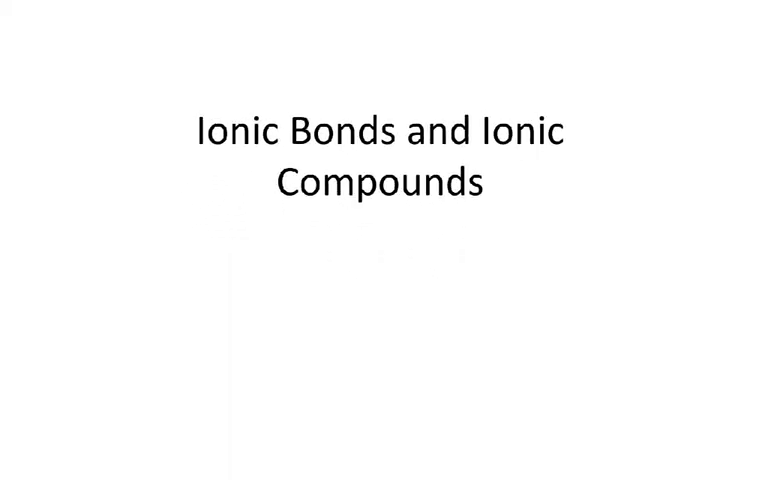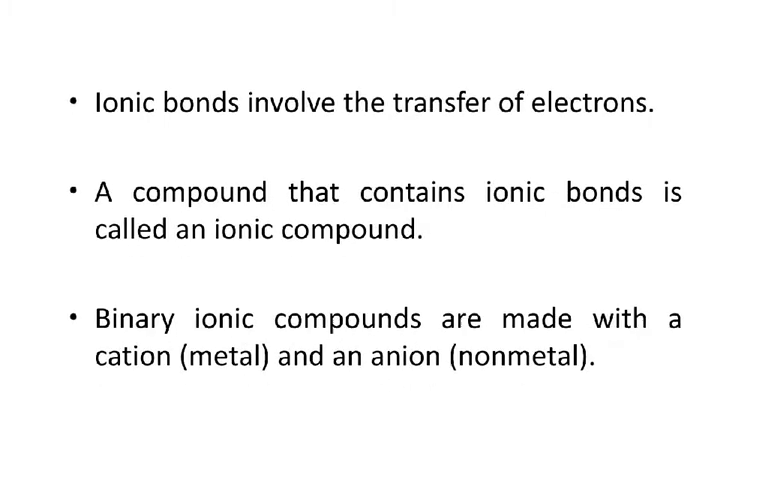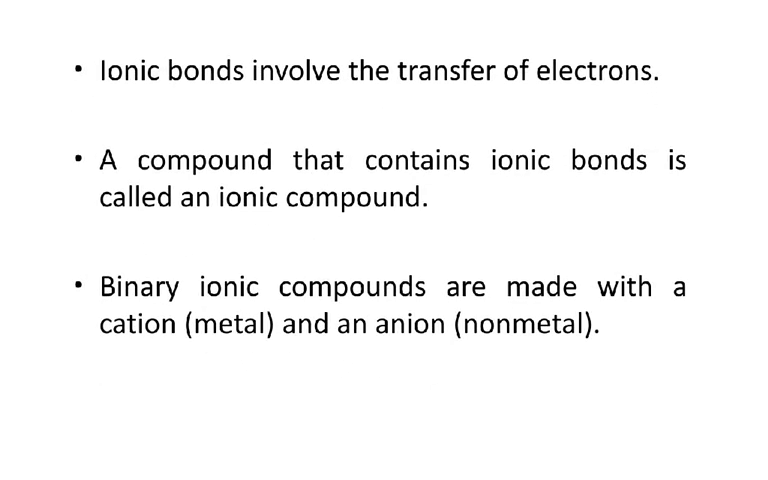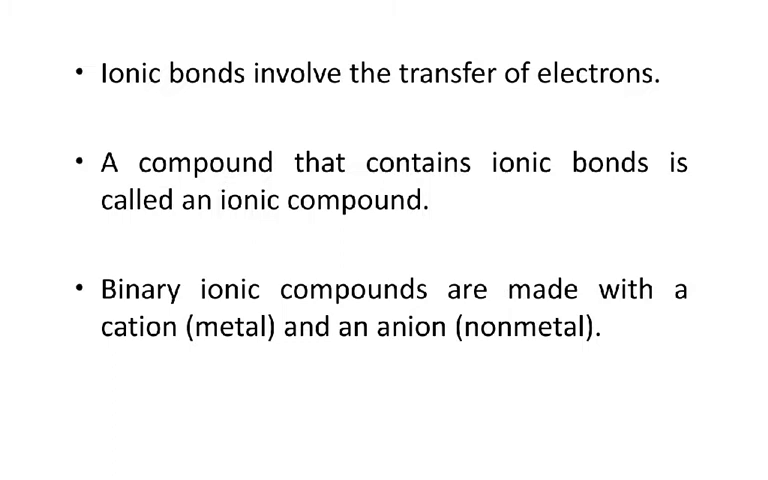Okay, tonight's notes are ionic bonds and ionic compounds. Ionic bonds involve the transfer of electrons. A compound that contains ionic bonds is called an ionic compound. Binary ionic compounds are made with a cation, which is a metal, and an anion, which is a nonmetal.